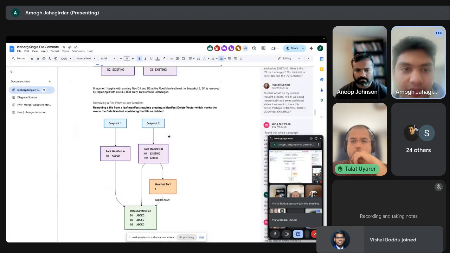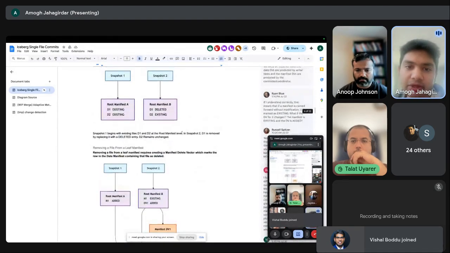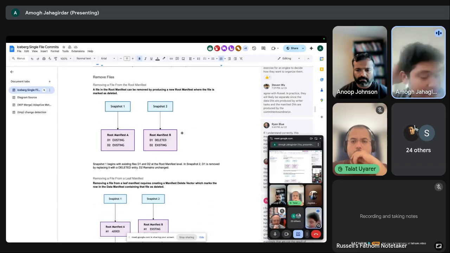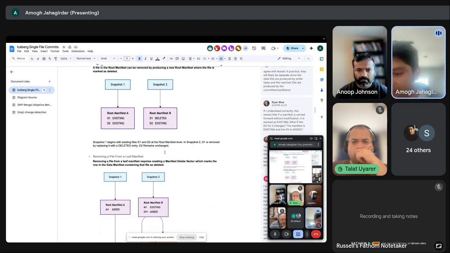Another way to express a delete, like we said, is that you could just produce a manifest DV, and a manifest DV just indicates which position in the file is removed.